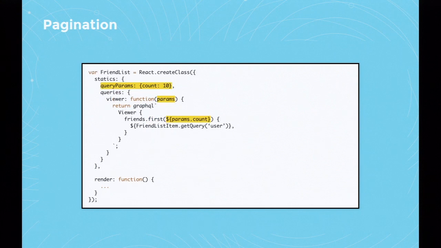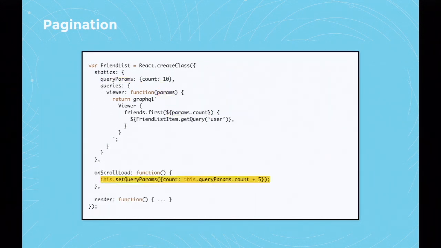So let's do that instead. We'll set it to params.count, and then at the top, we'll specify that we want to use 10 for the initial load. That's our initial value. And then when we change, that query changes along with it. So in this case, what do we do now in order to scroll load? Well, it's simple.